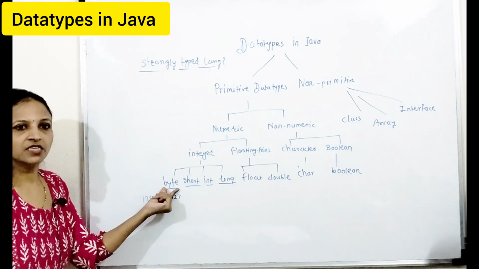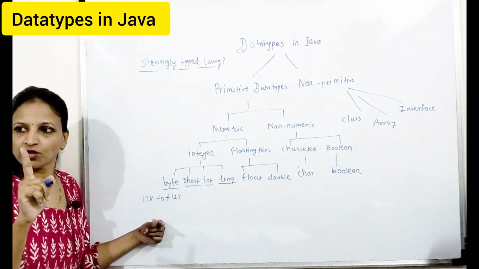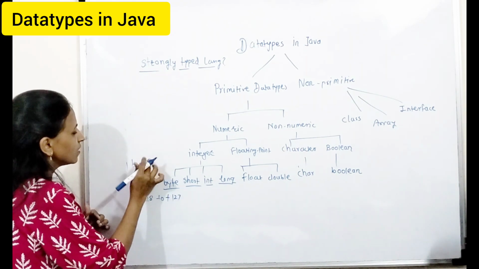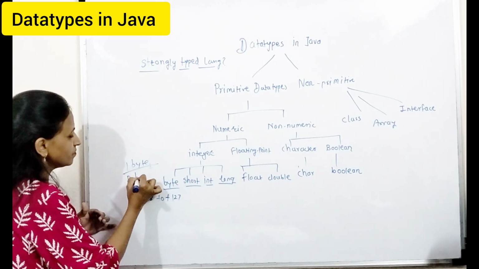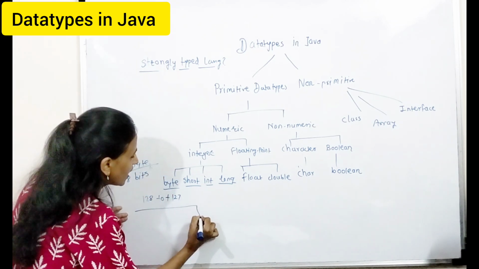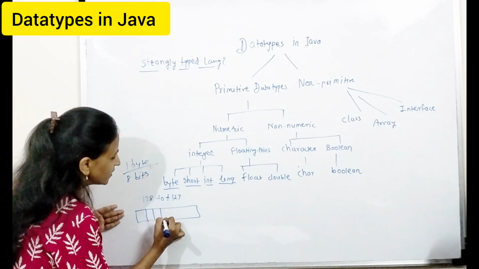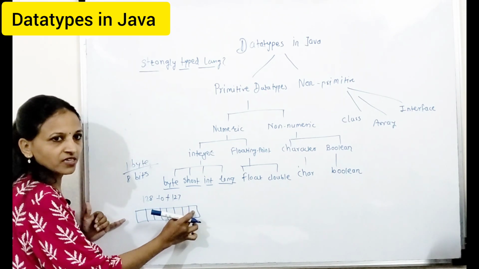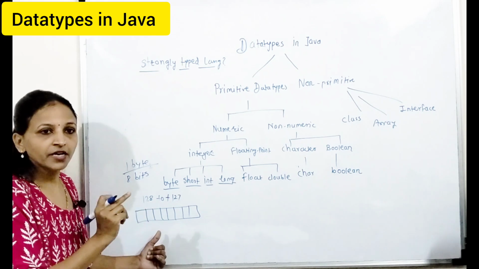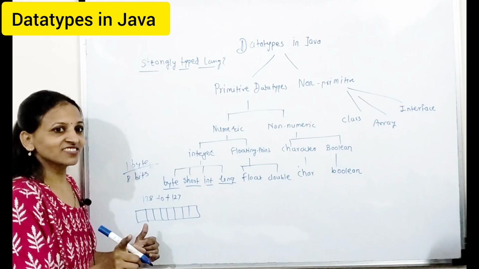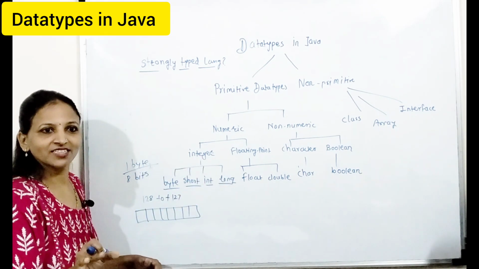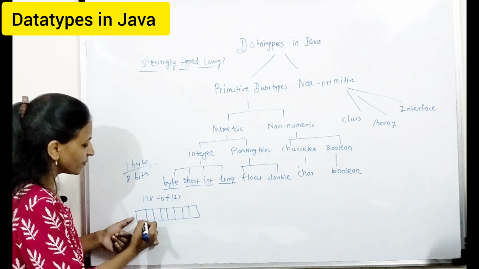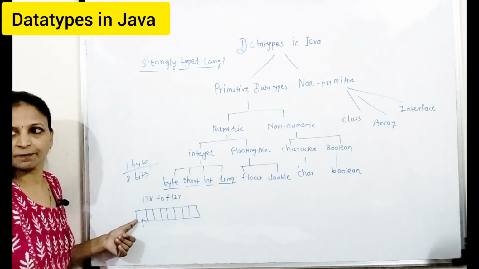In case of byte, only one byte of memory will be allocated. One byte means 8 bits. Means 8 bit space is there, and here you have to store the value. Now, these are all of type signed integers. Signed integers means there is always a sign. That's why the first bit is always kept for sign purpose.